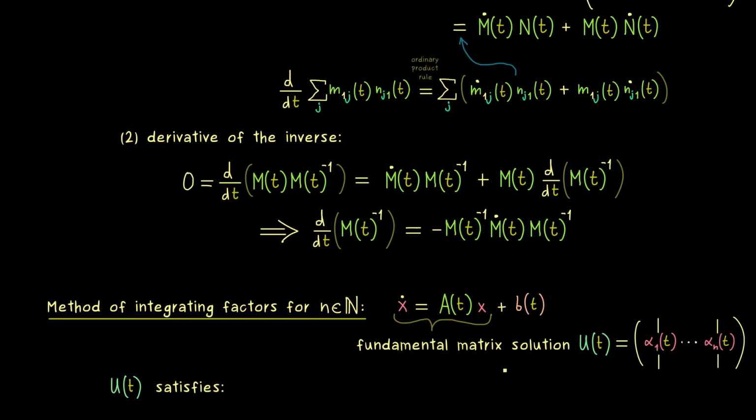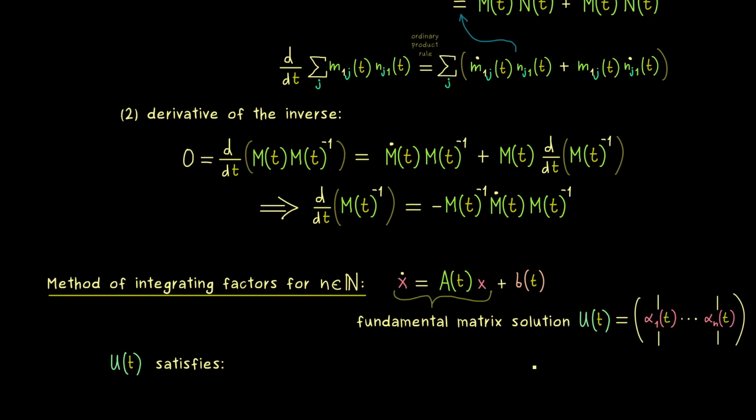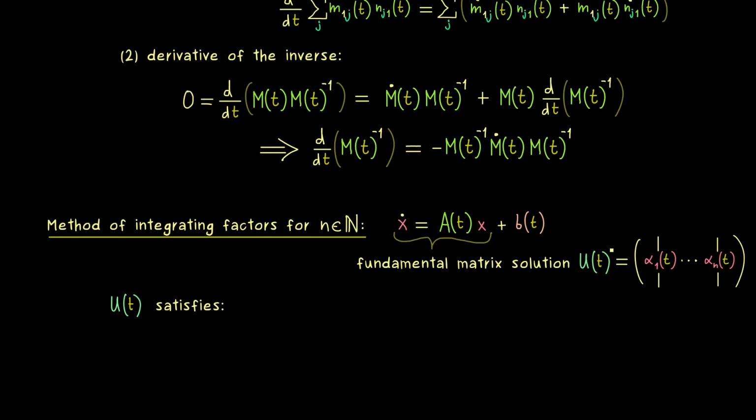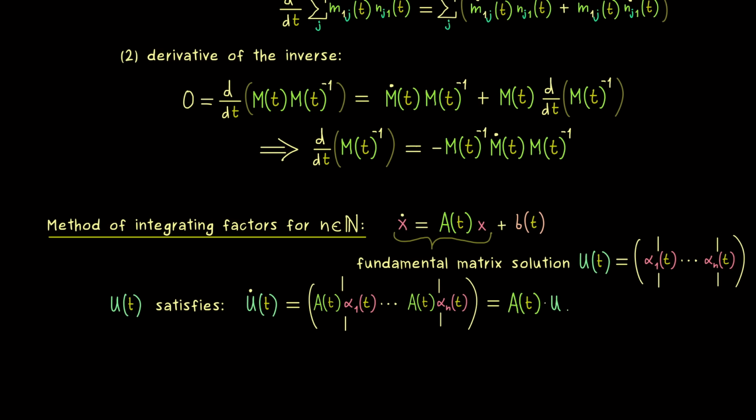And this means instead of the single solutions, we can just calculate with the whole matrix U of t. So we can just look at the derivative of the function U of t, which means we have the derivative in each column. And since each column is a solution of the homogeneous system, we just have A of t times alpha j of t in the column. And therefore we can also write it as a matrix product A of t times U of t. In other words, a fundamental matrix solution just satisfies the homogeneous system as a matrix.